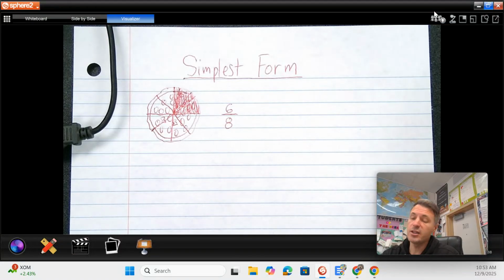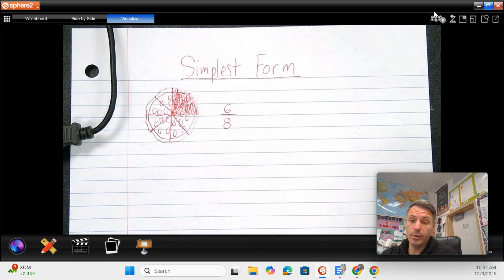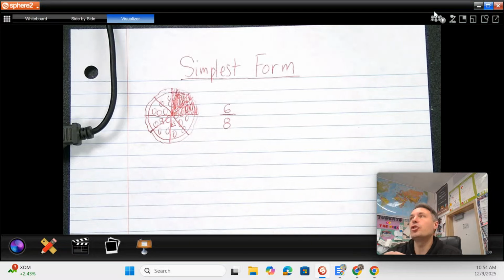Now, 6/8 is a way that we can show this value, but it's not the simplest form way to show this value. So what does it mean to put a fraction in simplest form? Well, basically it means we show a fraction's value using the smallest numbers possible.